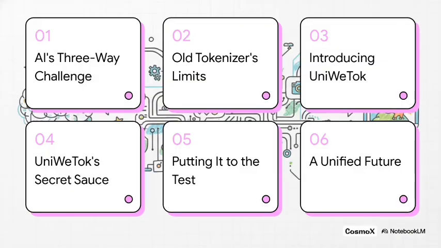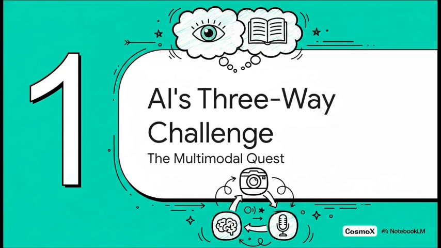Okay, so here's how we're going to break this down. First, we'll get into the core problem, what I'm calling AI's three-way challenge. Then we'll look at why the old tech just couldn't keep up, before we introduce the star of the show, UniWeTok, and its secret sauce. After that, we'll check out the test results, and then wrap up by talking about what this all means for the future of AI.